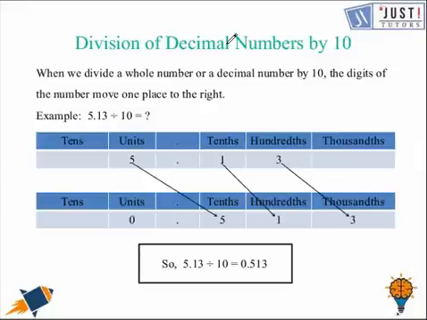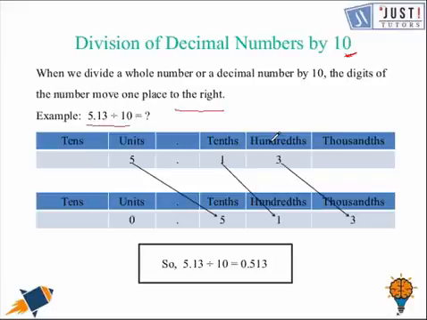We'll start with dividing decimal numbers by 10. We need to remember that whenever we divide decimal numbers, we shift the digits to the right. And in this case, we'll shift the digits by only one place because we've got only 1 zero in 10. Let's start with an example.